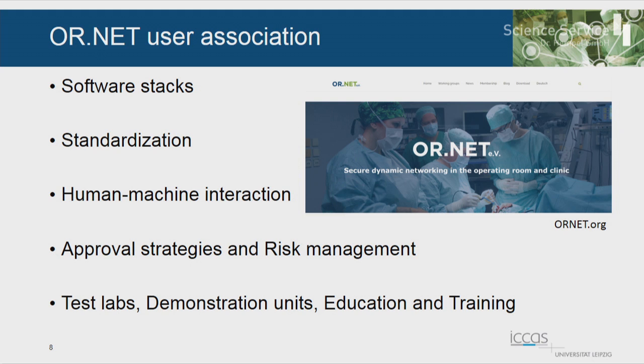Human-machine interaction is more and more important, because the more power and control you give to the computer, the more you need to control what the computer is doing. So you need to check this somehow from the human point of view. And then finally, of course, approval strategies, how to certify such systems. This is also a topic we care about, and my colleagues in the next talks will discuss this in more detail.